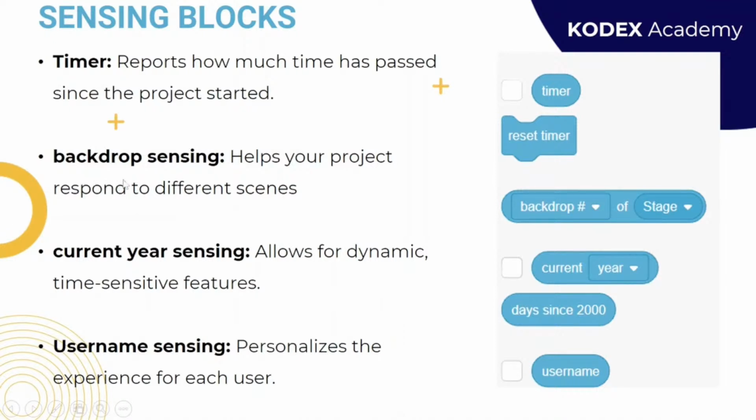The next one is backdrop sensing. It helps to set up your project with different screens, different scenes you can put in with the help of backdrop sensing. And for the particular backdrop you can set the response accordingly.